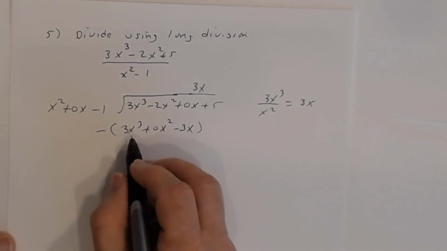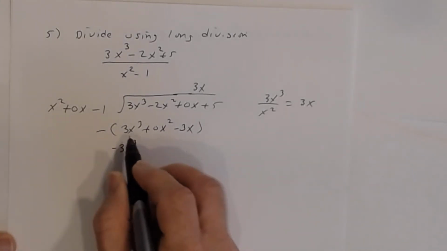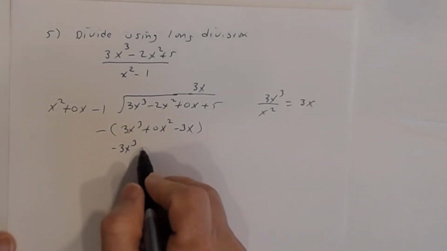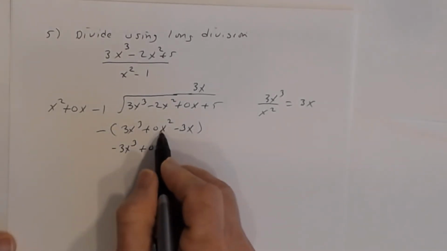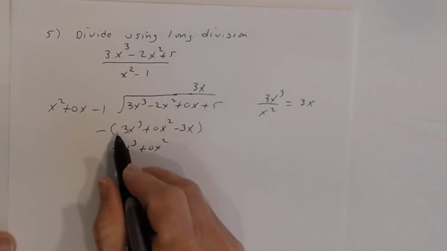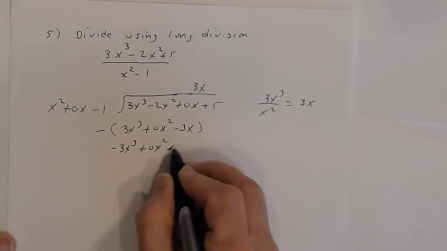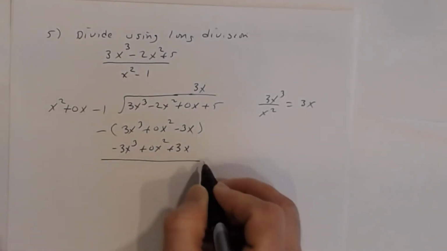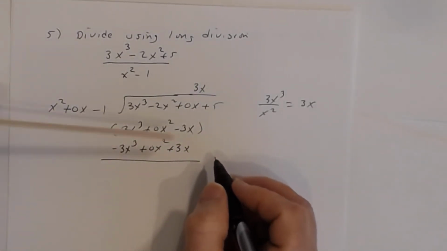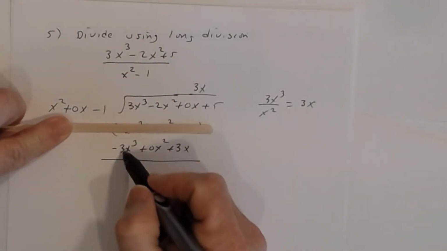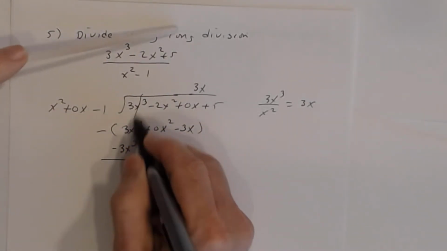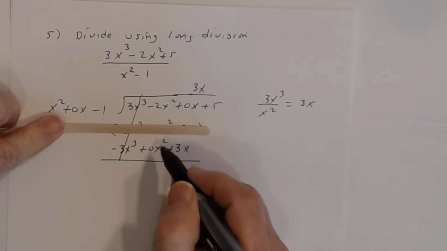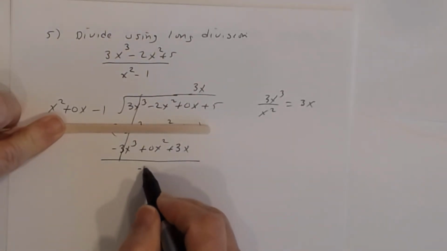The opposite of 3x cubed is a negative 3x cubed. The opposite of 0x squared is still 0x squared. The opposite of a negative 3x is a positive 3x. And then you add those. When I add those, this is 0: 3x cubed and negative 3x cubed is 0. Negative 2x squared and 0x squared is negative 2x squared.